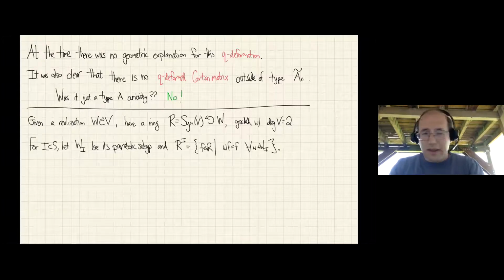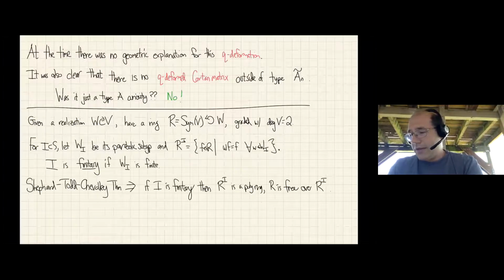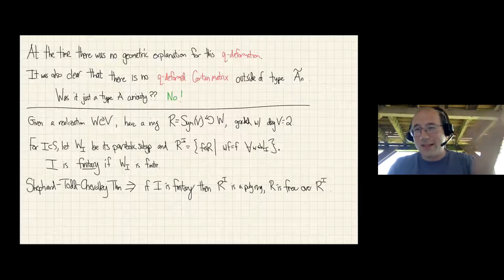For any subset I of the simple reflections, I'm going to let W_I denote the parabolic subgroup it generates, and I'm going to let R^I denote the invariants inside the polynomial ring under that subgroup. We're going to call a subset of simple reflections finitary if this parabolic subgroup is finite. It's annoying that you need a different adjective for the subset of simple reflections, because obviously all subsets will be finite.